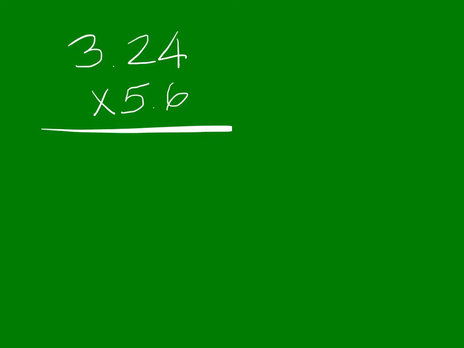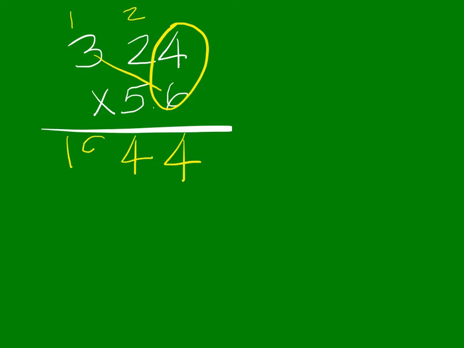On this practice problem, you have to do 6 times 4 to get 24, and put the 2 up here. 6 times 2 is 12, plus 2 is 14. Put the 1 up there. And 6 times 3 is 18, plus 1 is 19.